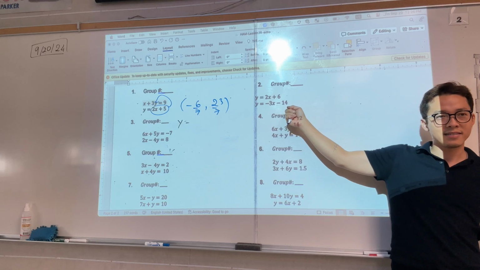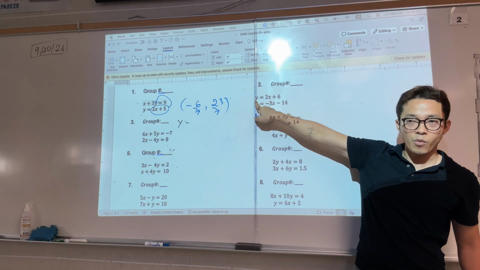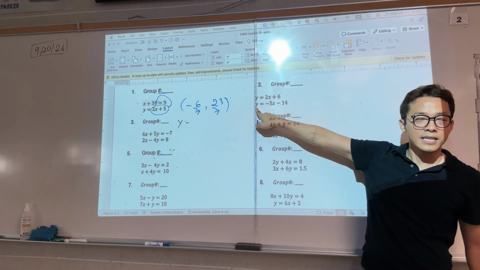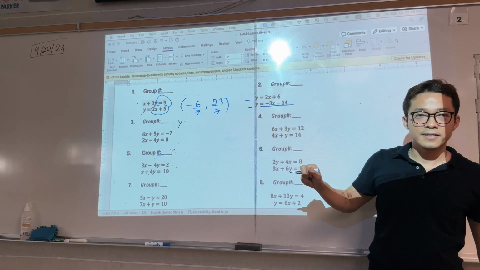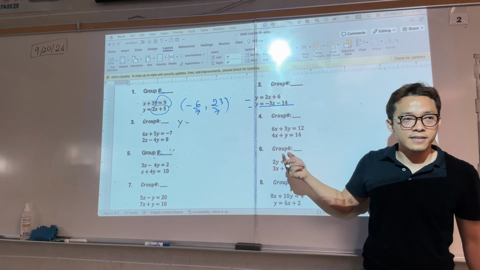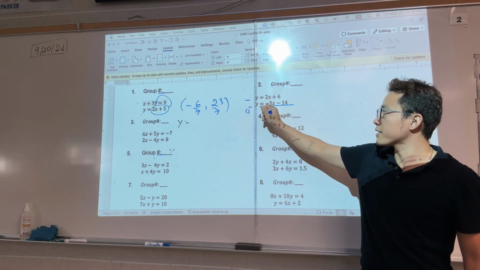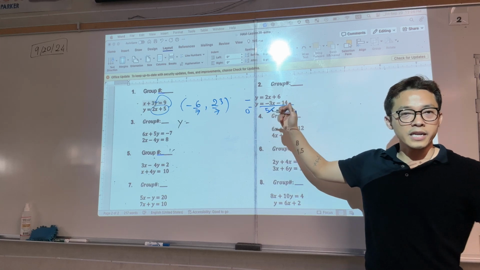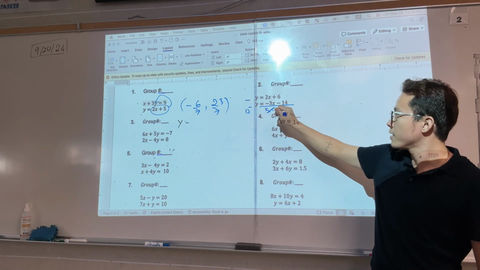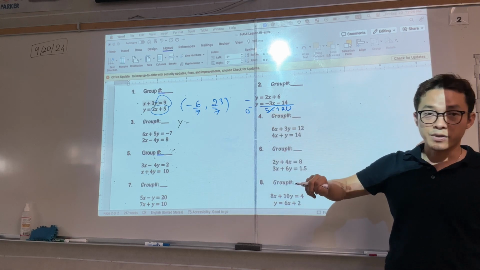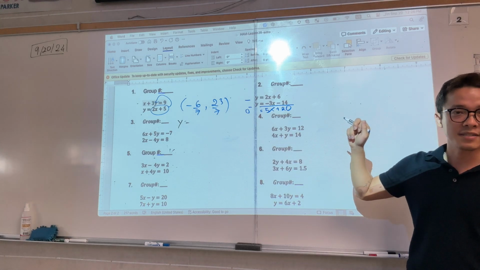Why? What is the coefficient of this y right here? 1. What is the coefficient of this one right here? Do they have the same number? Yes. So you can just subtract them. I think that's faster. Right? y minus y is gone. Now 2 minus negative 3 is 2 plus 3, and then 6 minus negative 14 becomes plus 20. Do you agree? I think it's faster than substitution, right?